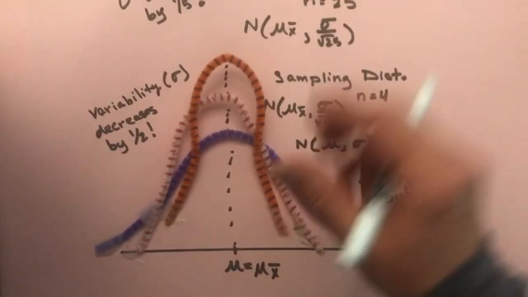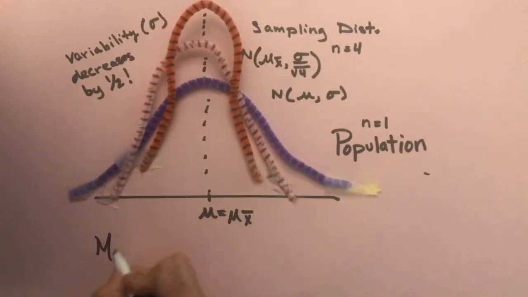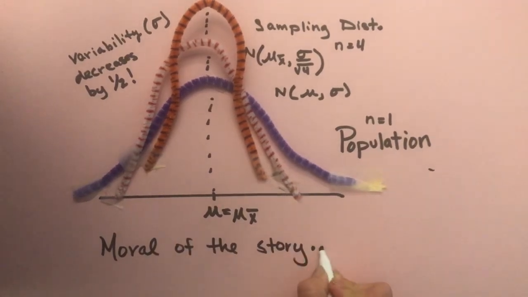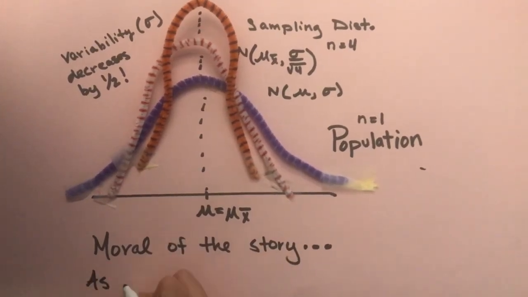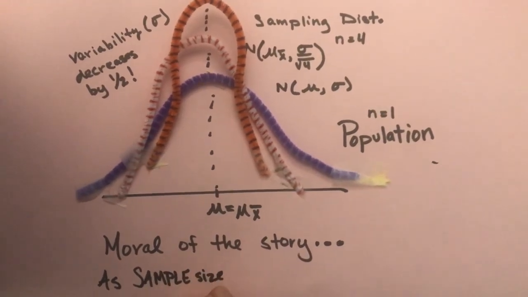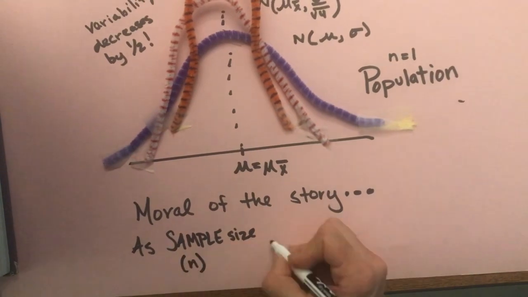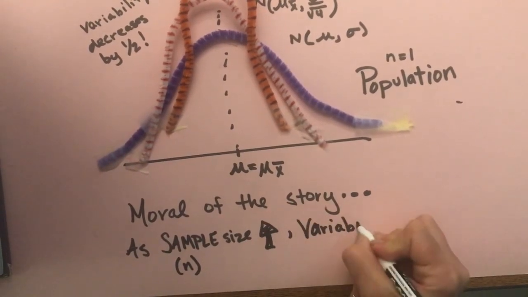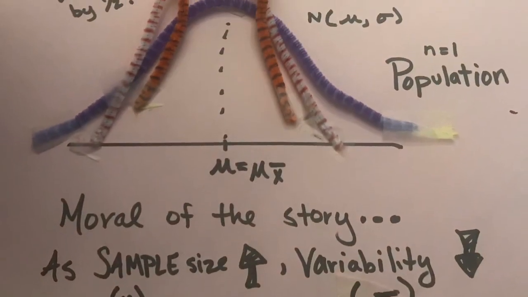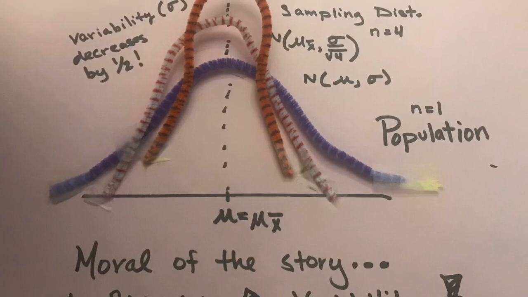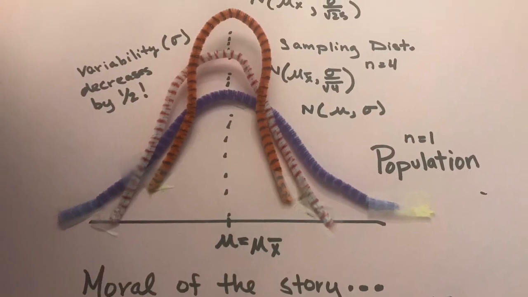So what's the moral of the story here? The shape stays the same. We still have this bell-shaped curve that we started with in our population. But as our sample size increased, the variability, our standard deviation, decreased. I hope this was helpful in understanding the big ideas and the big concepts from Chapter 7.